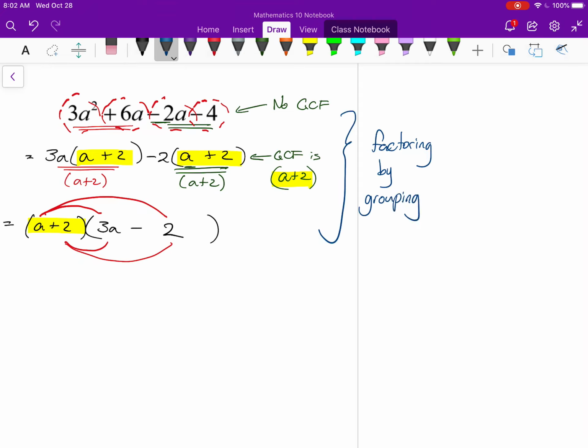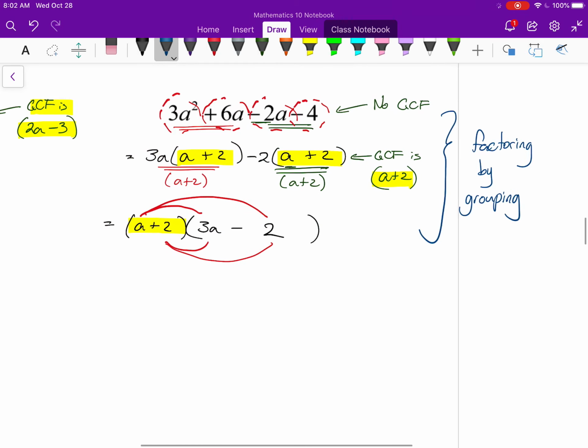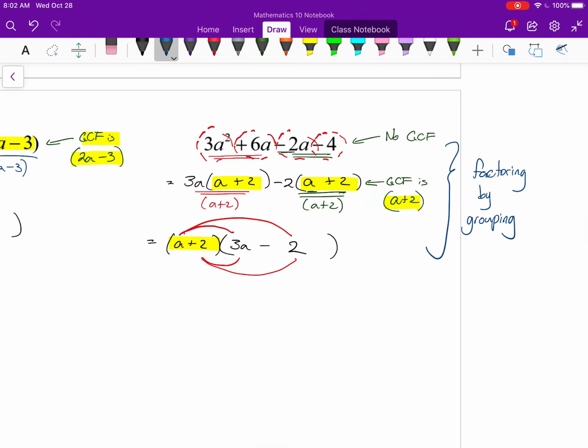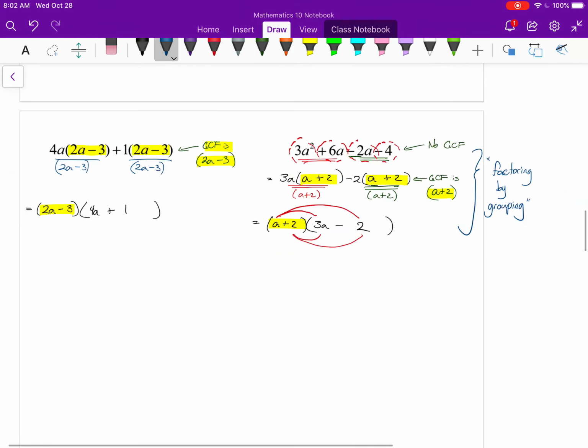Essentially, what we started with didn't have any common factors, but when I broke them up into pairs, I created a common factor, and I found a binomial common factor. And that's going to come up again in a later lesson. So let's look at the final problem.